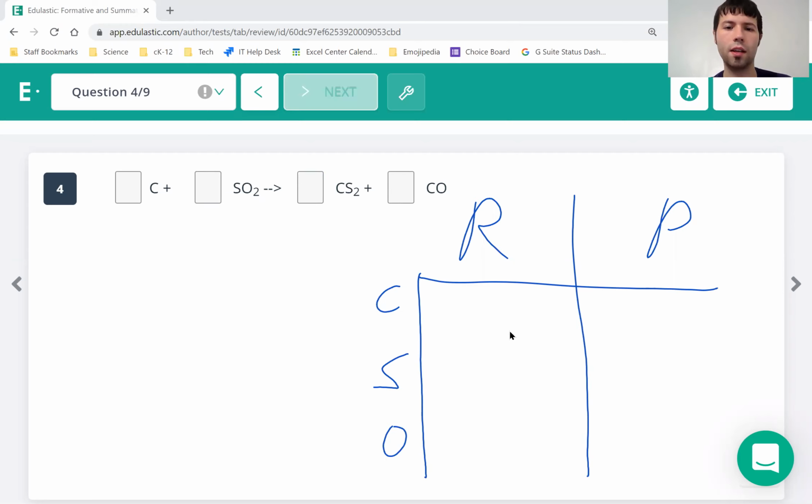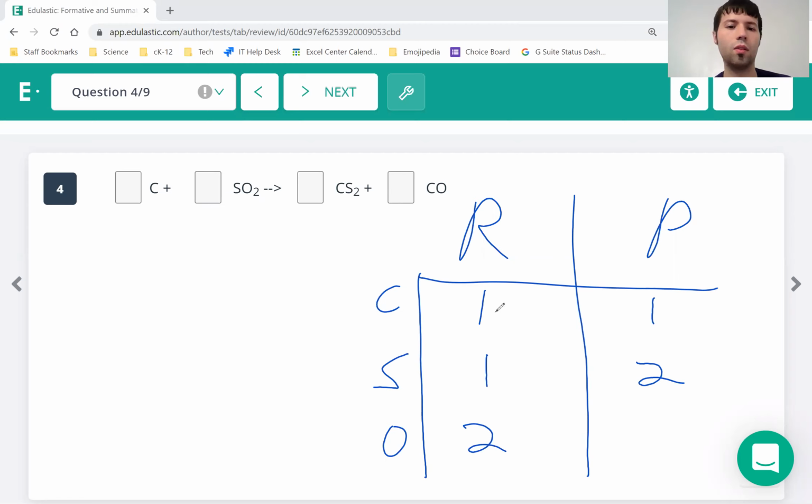So on the reactant side, on the left side of the equation, I have 1 carbon. On the right side, CS2, that's carbon disulfide, I have, again, 1 carbon. Left side, SO2, well, the S has no subscript, so I have 1 sulfur. On the right side, S2, okay, I have 2 sulfur, so I know automatically that's unbalanced. Left side, oxygen, O2, I have 2 oxygens.